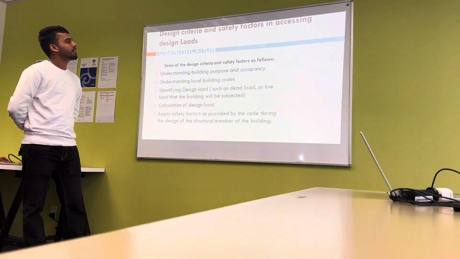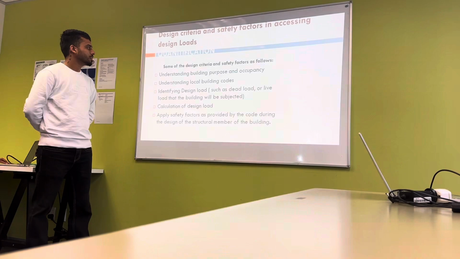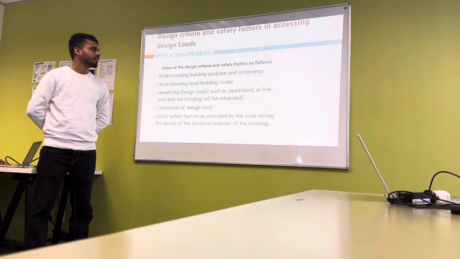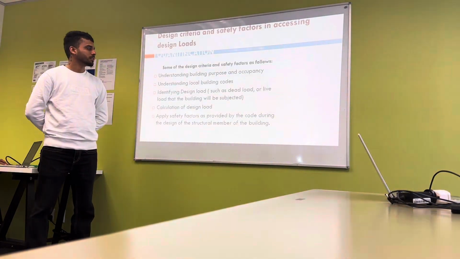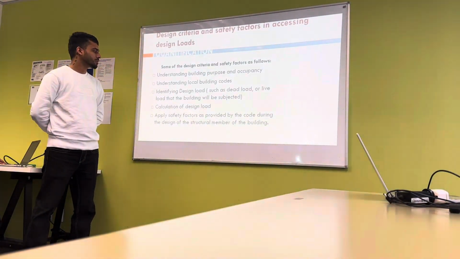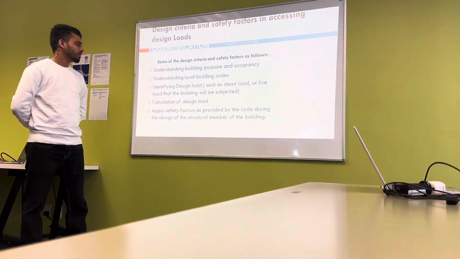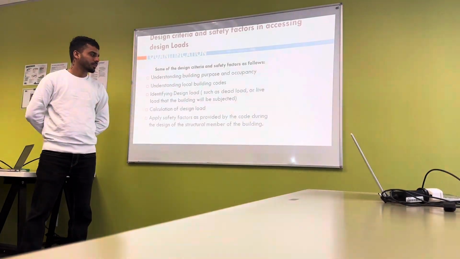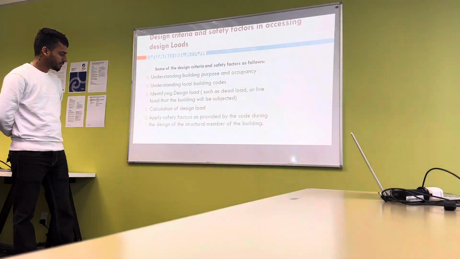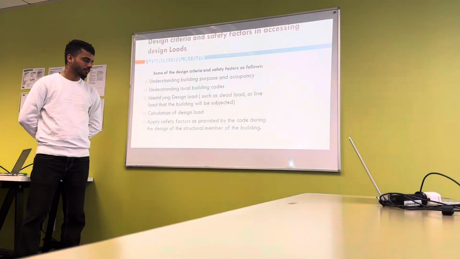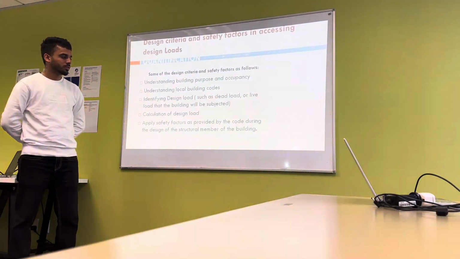Design criteria and safety factors in assessing design. Some of the design criteria and safety factors are as follows: understanding building purpose and occupancy, and understanding local building codes. Third is identifying design loads, such as dead load or live load, that the building will be subjected to. Then calculation of design load. The last one is applying safety factors as provided by the code during the design of a structural member of the building.